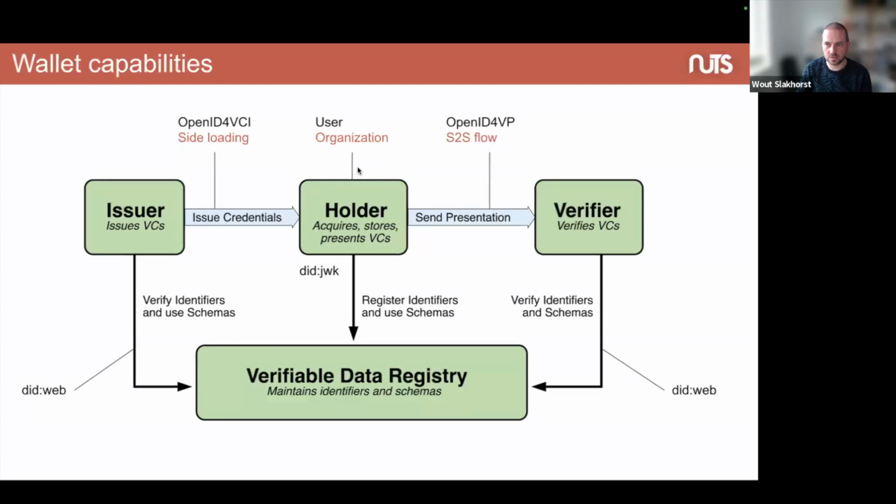Okay, let's start with the wallet capabilities. So this is the general self-sovereign identity diagram, which shows the issuer, holder, and verifier. I added some notes here. I'm showing you this diagram because the NUTS node is turning more and more into wallet software that can verify presentations, and in a few months or in a month can also issue verifiable credentials using OpenID for VCI.